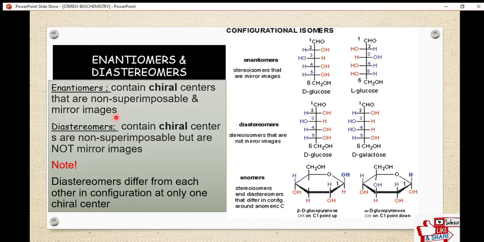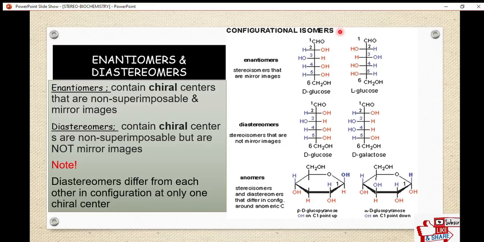Okay, so for you to get an enantiomer, one, you have to have a chiral center in the molecule, and two, you have to get a mirror image of it. And the mirror images are not supposed to superimpose. When you place one on the other, they are not supposed to fit. All right, so let's take this for instance. We have an enantiomer here. Enantiomers are stereoisomers that are mirror images of each other.